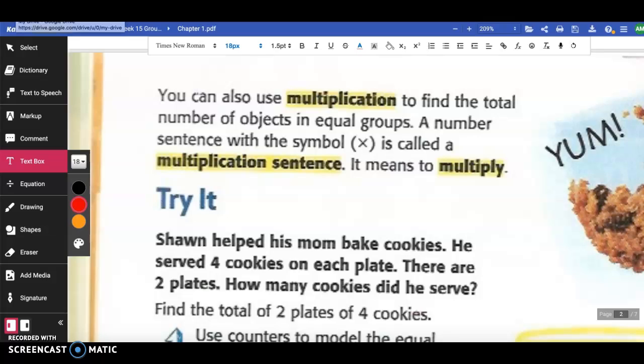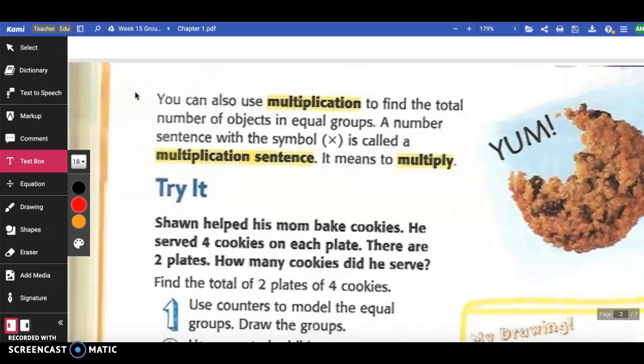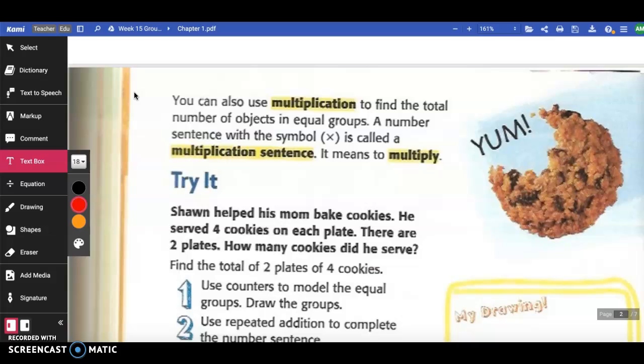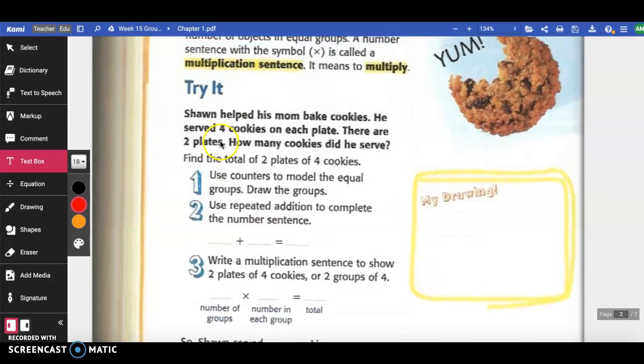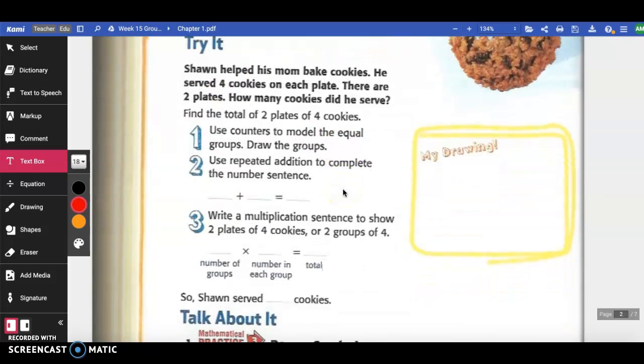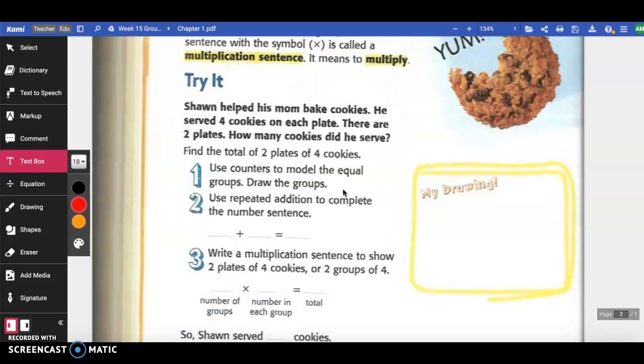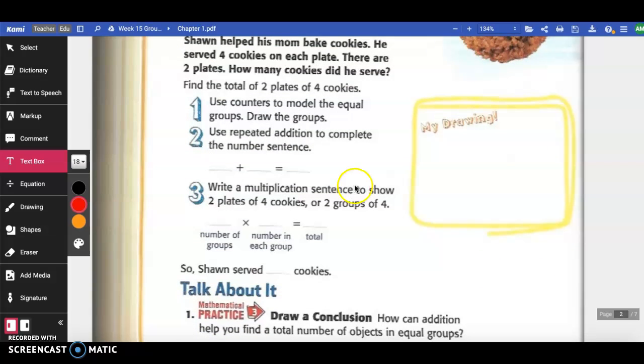So actually, we will model multiplication and look for similarities to repeated addition in this next activity. If you look on this page where it says you can also use multiplication to find the total number of objects in each group, a number sentence with the symbol X is called a multiplication sentence. It's telling you to multiply. All right, so with your teacher on this page, I want you to go ahead and do the try it portion. Just like how we were doing on the previous pages, I want you to now do this with your teacher.